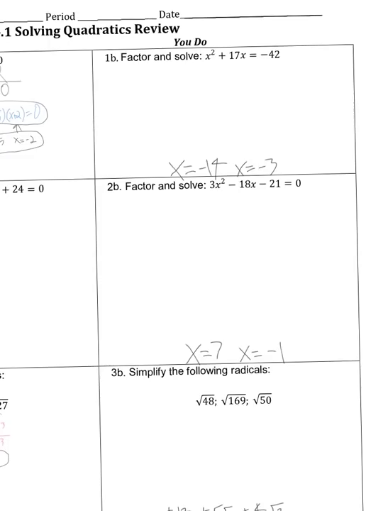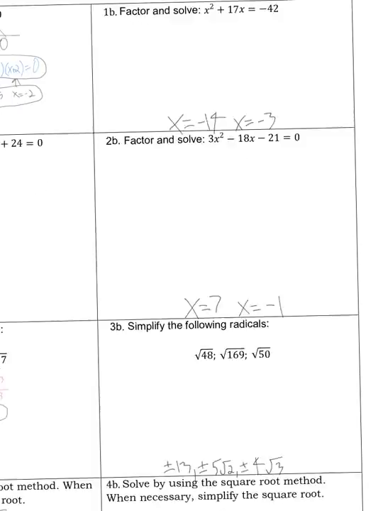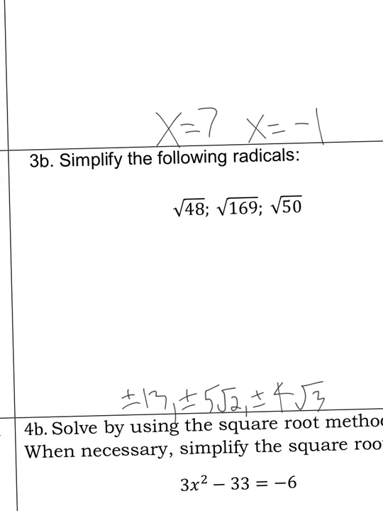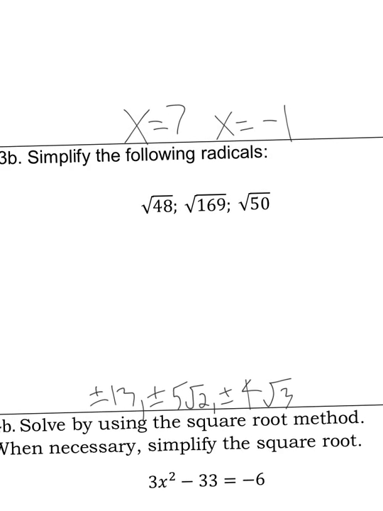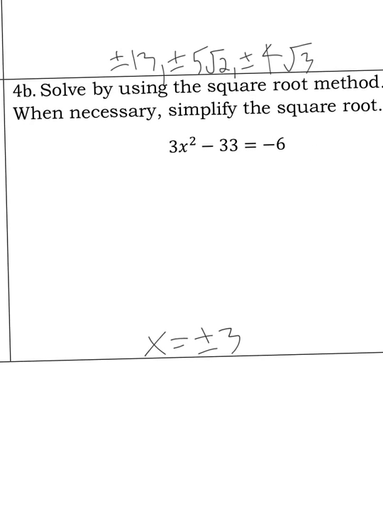Okay, so here are the answers to the first two. x equals -14 and -3, and then x equals 7 and -1. 3b, since there's less work to show, but I do want you to show some work, I give you the answers, and I put them out of order, so it's not a dead giveaway. When you work them out, you'll get one of those 3 answers.